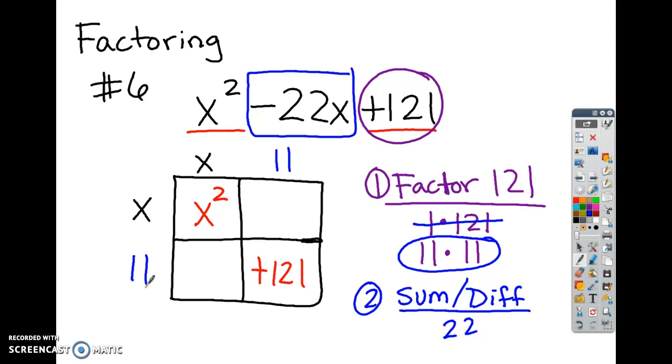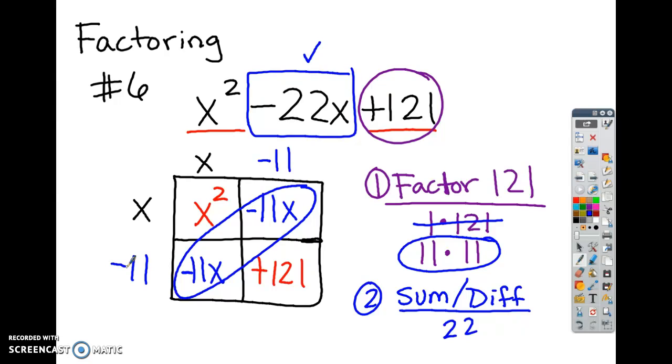And then you start multiplying inside using those numbers. And you don't worry about the signs until later. So x times 11 is 11x, and 11 times x is also 11x. How can this give me negative 22? If I make both of them negative, right? If this is negative and this is negative, then negative 11 plus negative 11 does give me negative 22. So you would make both of them negative.